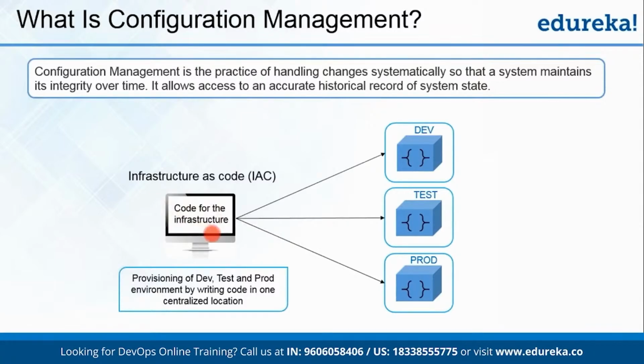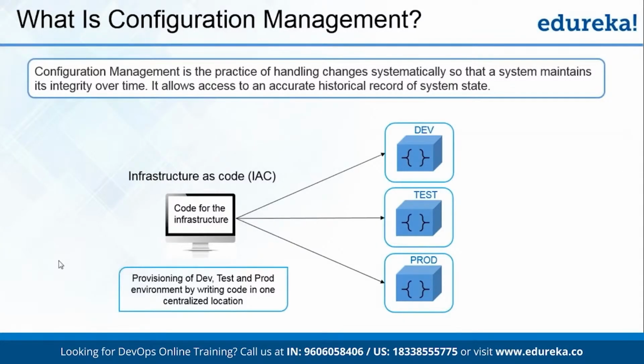Now the third problem was there was a variation or inconsistency in various teams like dev team, test team and product team. The computing environment was different in dev, test and product. But with the help of infrastructure as code, all your three environments, that is dev, test and product, have the same computing environment. So I hope we all are clear with what is configuration management and what is infrastructure as code.